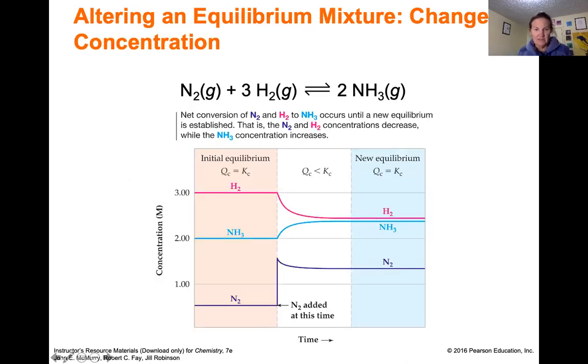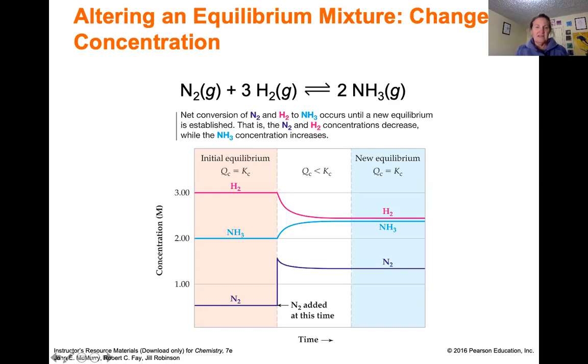So here we are. On the left-hand side, we have an equilibrium situation, Qc equals Kc, for the reaction to make ammonia. And then we stress it. We add some nitrogen. When we add some nitrogen, the K does not change. The equilibrium constant stays the same. But by adding some nitrogen, we've made the denominator bigger, and that makes our Q smaller than Kc. So we know that means the reaction has to go forward, and so we'll make more NH3 and use up some of that N2 and H2.